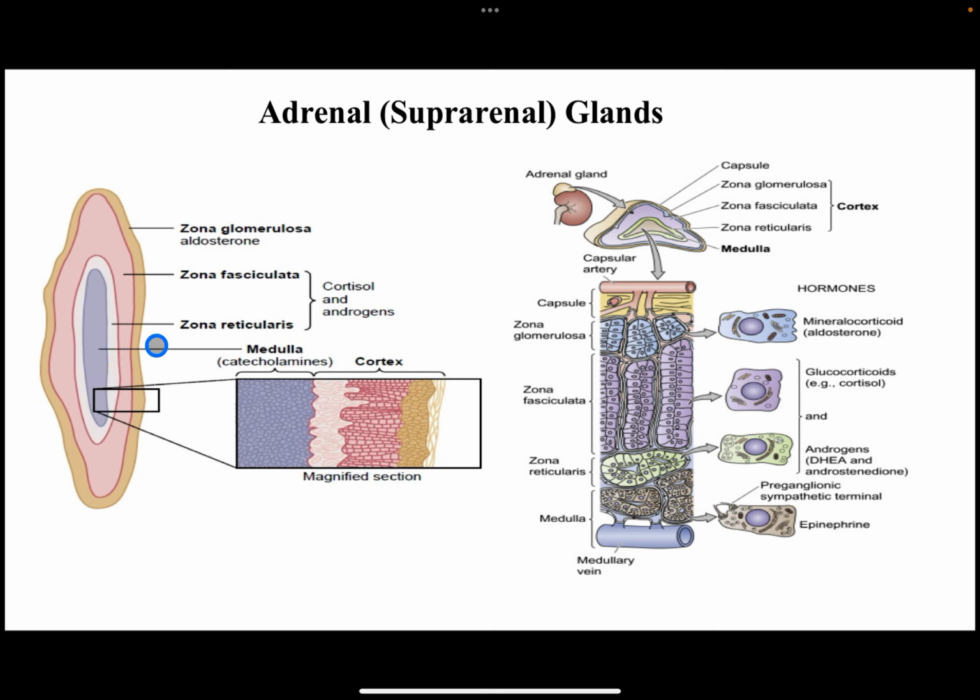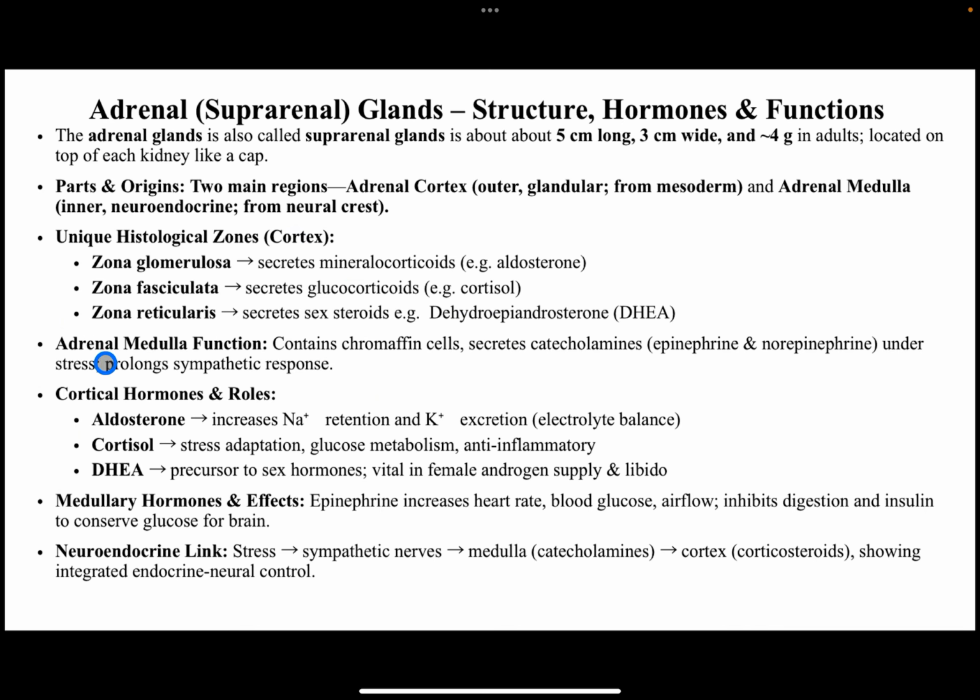So the zone next after the medulla is the zona reticularis. Then next to the zona reticularis is the zona fasciculata. Then the last layer, which is the outermost, is the zona glomerulosa. So right after the middle layer of the 2 main regions, which is the adrenal medulla, we have the zona reticularis. Then the middle layer is the zona fasciculata. Then the outermost layer is the zona glomerulosa.